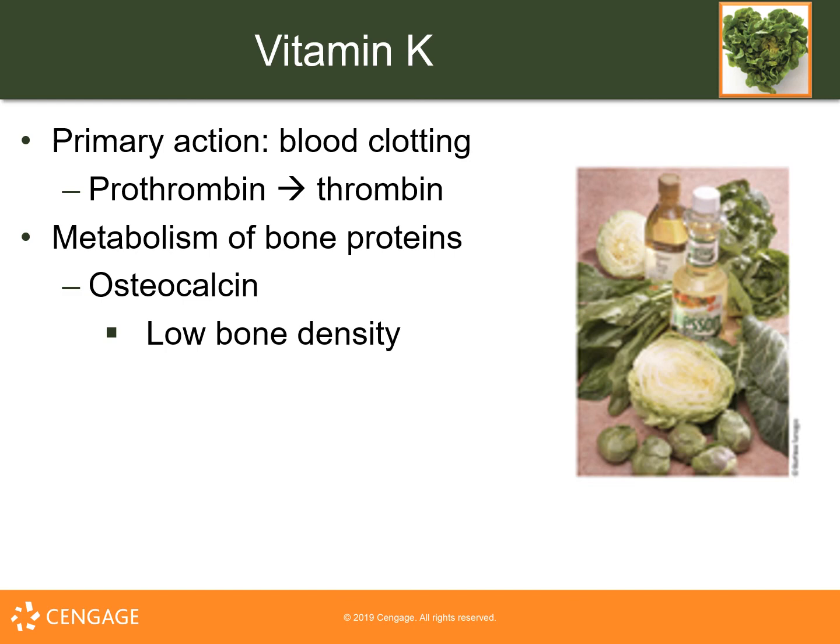Vitamin K. So the primary action of vitamin K is blood clotting. Vitamin K helps make prothrombin, which is a clotting factor that converts to the active form thrombin during coagulation. Coagulation meaning clotting. Vitamin K also has a role in metabolism of bone proteins. So without vitamin K, osteocalcin cannot bind to the minerals that normally form bones, resulting in low bone density. Vitamin K helps decrease bone turnover and protect against fractures. The main role that you need to know is blood clotting.